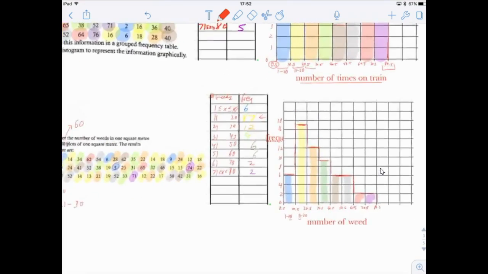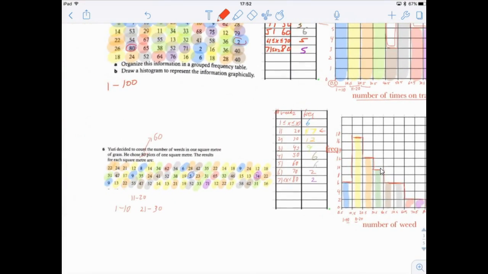Not too bad, right? So on your IA, it would be more like this, where you have your data. You're going to decide the appropriate intervals to divide it in, and then you're going to graph them on the frequency table or histogram.